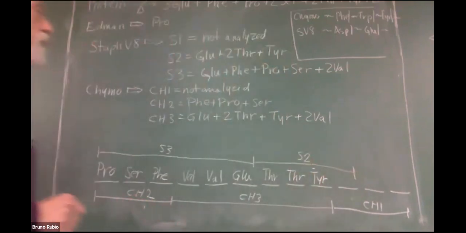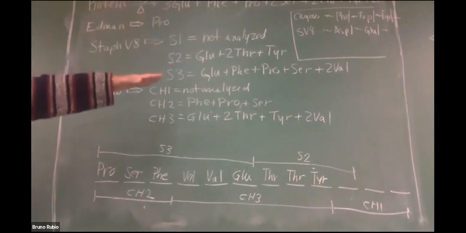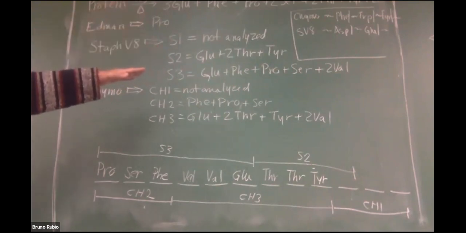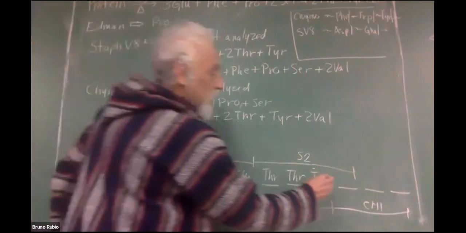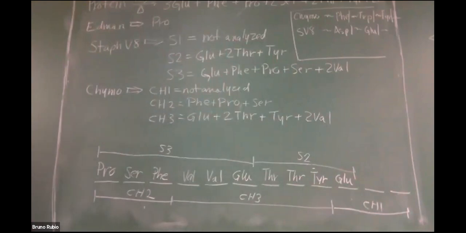There's S2. And staph V8 breaks after a glutamic acid. And so the last amino acid in S2 must be this glutamic acid. Okay, so how do we do it?